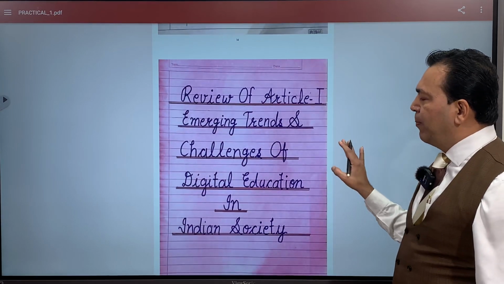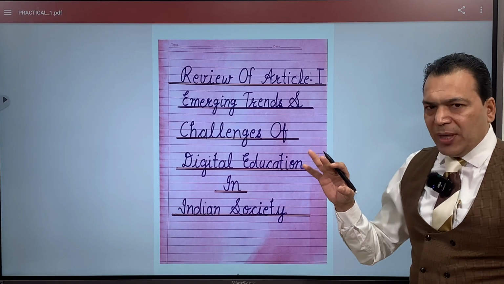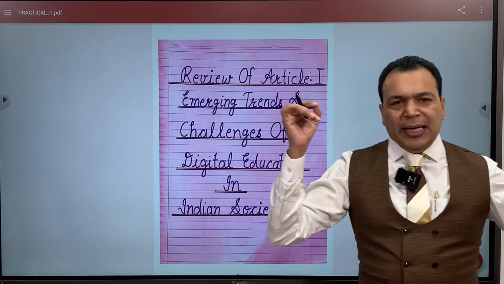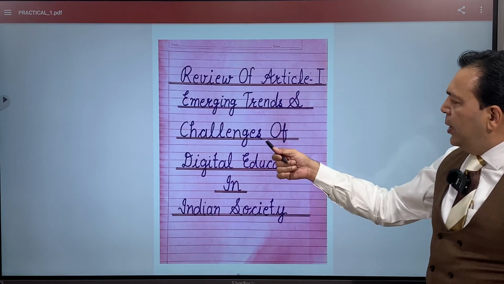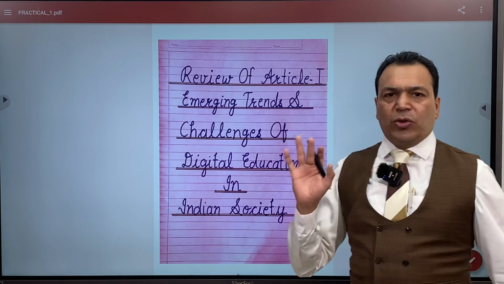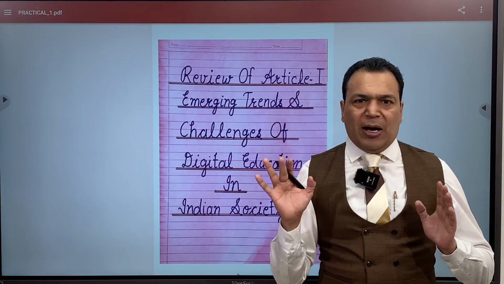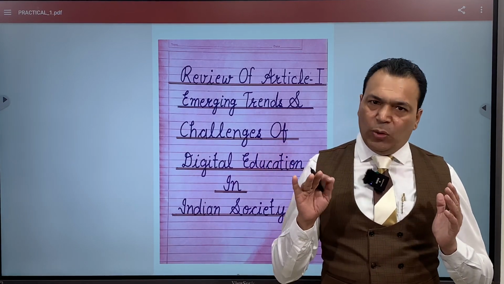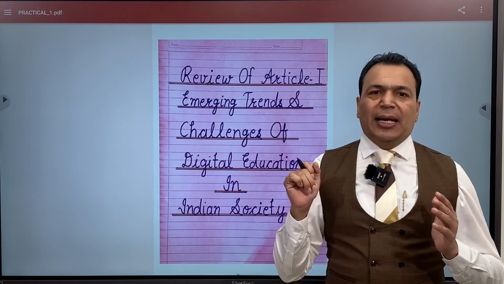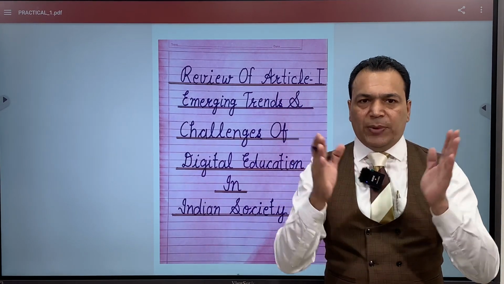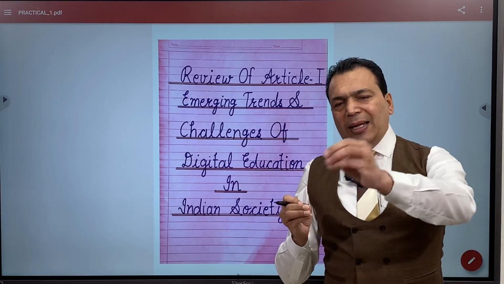So the book review part is done. Second is the review of an article. He has used the article Emerging Trends and Challenges of Digital Education in Indian Society. This is a research paper. Guys, you know now where to take a book from: you can take it from the library. Similarly, a research paper you can take from the library, from schools, from colleges. You can take any journal.